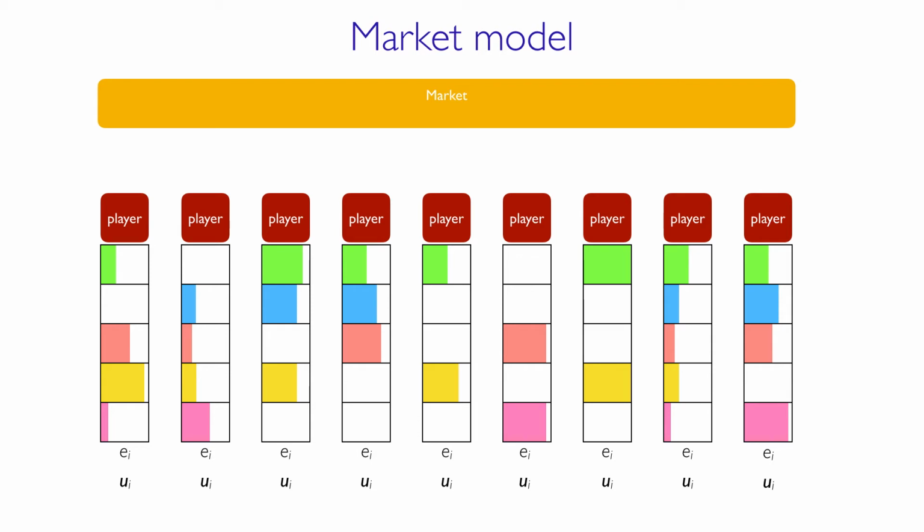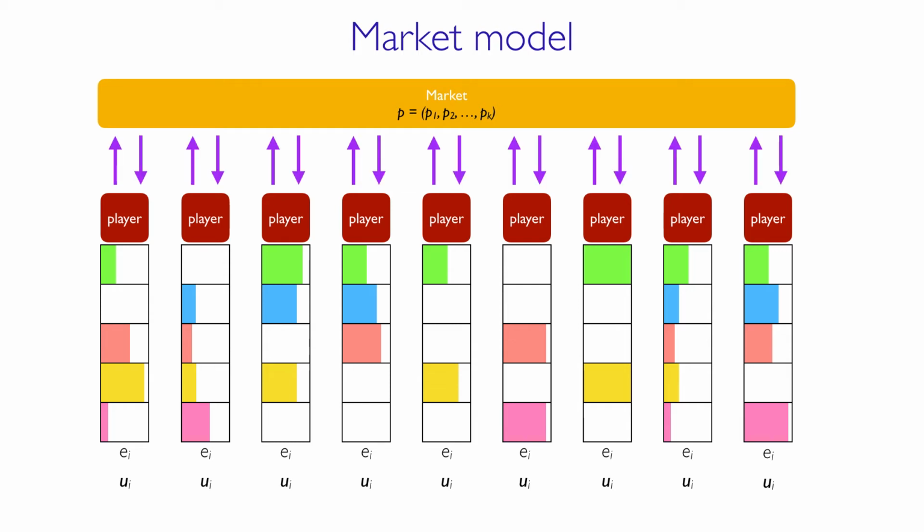Then we have the market. The role of the market is to fix the prices. More precisely, the market fixes a price for every commodity. Every player can carry on a transaction directly with the market. This is an abstraction, since in principle every player can carry on economic transactions with multiple other players. But this transaction can be justified by the theoretical result derived by Arrow-Debreu.